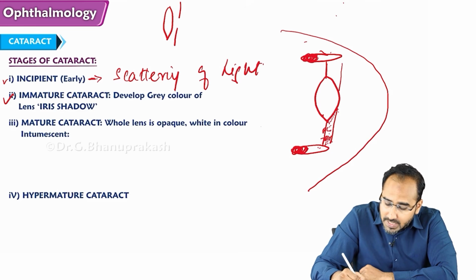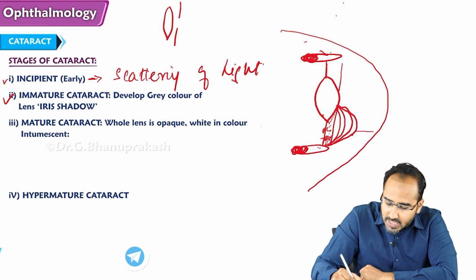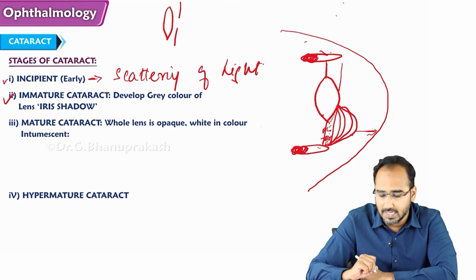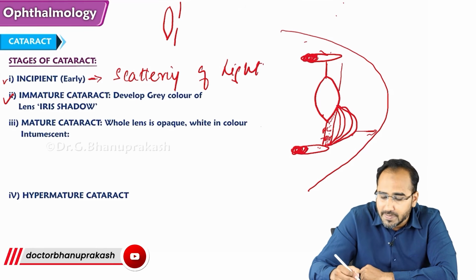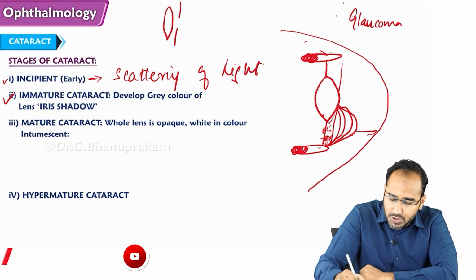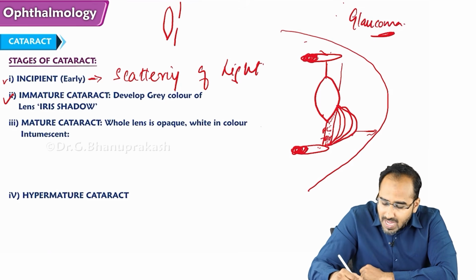As the posterior chamber is closed, what will happen to the iris now? The pressure in the posterior chamber increases and the iris starts to bulge, and this iris now sticks to the cornea, right? And what happens to the pressure? The pressure increases. As the aqueous is not draining, the intraocular pressure increases. Hence, it leads to glaucoma. Which glaucoma, guys?